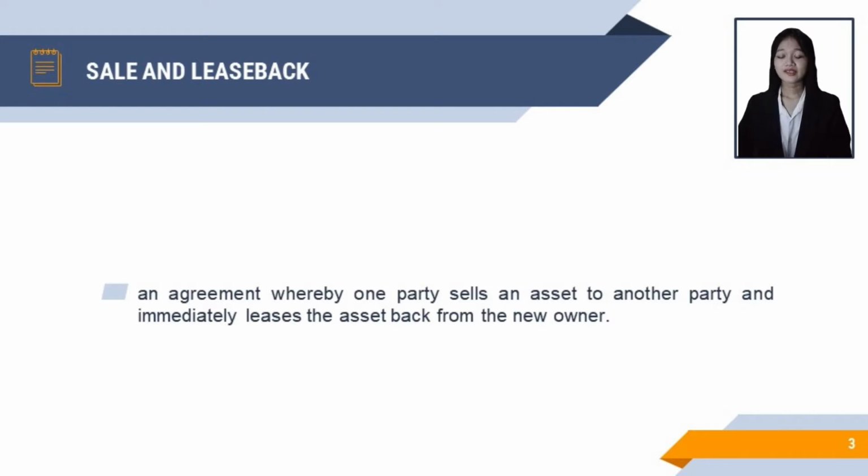Sale and leaseback is an agreement whereby one party sells an asset to another party and immediately leases it back from the new owner. One party sells an asset, called the underlying asset, which is purchased by the buyer. So there are two transactions here. First is the sale, second is the leaseback agreement. After this sale, there is a leaseback, right? Wherein the seller becomes the lessee and the buyer becomes the lessor. Therefore, in a sale and leaseback, the parties involved are the seller-lessee and the buyer-lessor.